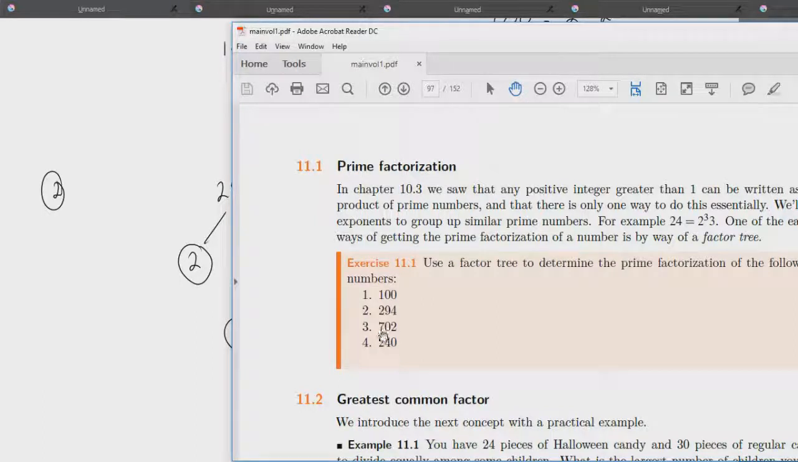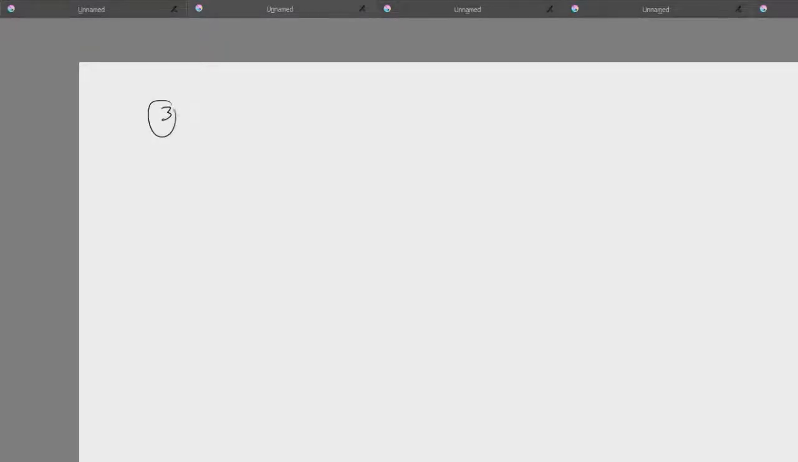We'll keep going. Next one is 702. Let's go to a new page here. That'll be number 3. 702. Now you could think, well, I could just use a 2 if I want to. I can get fancier. Really doesn't matter. Let's go with a 2. Since I don't have a calculator, there's no point in wasting time looking for bigger numbers. The tree might look different than someone else's, but the prime factorization is always going to be the same. So that is going to be 351.